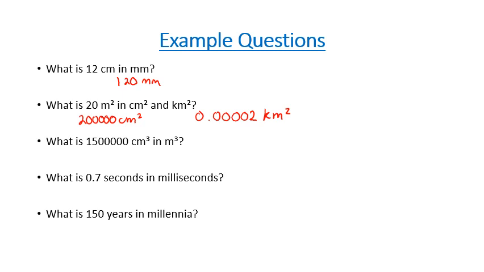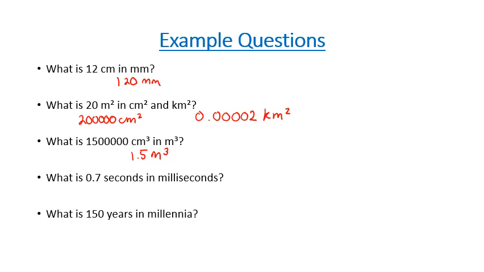In our next question it says, what is 1,500,000 centimeters cubed in meters cubed? Now if we're going from centimeters cubed, normally centimeters to meters, we divide by 100. In this particular case we're dividing by 100 cubed. Now 100 cubed is going to be 1 million. We're dividing 1.5 million by 1 million. This is going to give us 1.5 meters cubed.